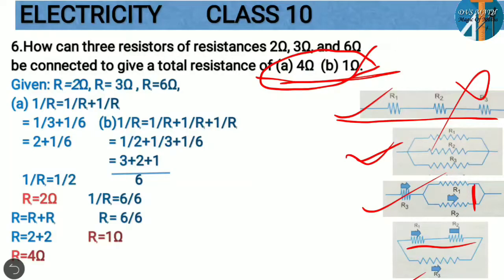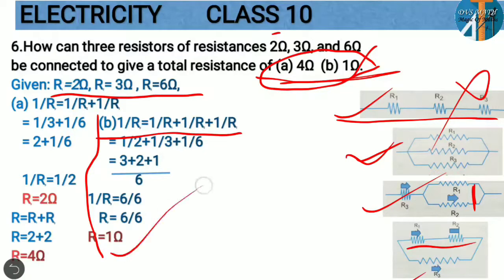What about 4 ohm? We will get 4 ohm when, so already we have 2 ohm, right? So let's start here. Let's write the given. R1, R2, R3. R1 is 2 ohm, R2 is 3 ohm, R3 is 6 ohm. Let us write the formula. First we are taking option B, 1 ohm. B is easy, right? We just find that all are in parallel.